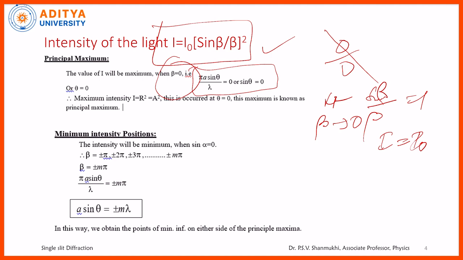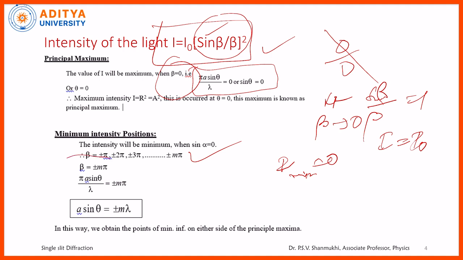Coming to the positions of minima, what is meant by minimum intensity? I minimum is equal to 0. This means sin square beta by beta square must be equal to 0, so the numerator sin beta should be equal to 0. If sin beta is equal to 0, beta is equal to 0, and not only 0, beta is equal to pi, 2 pi, 3 pi, or minus pi, minus 2 pi, minus 3 pi.